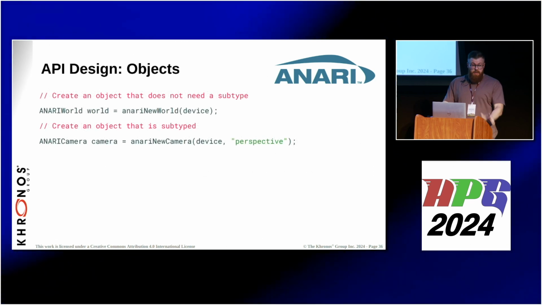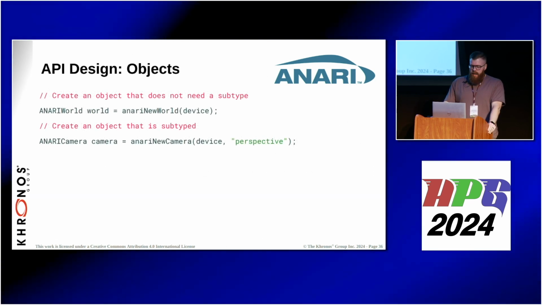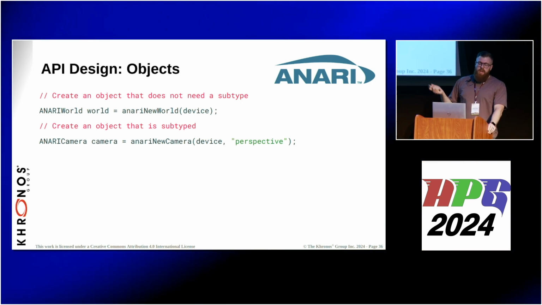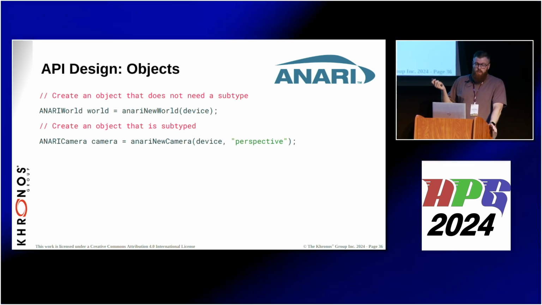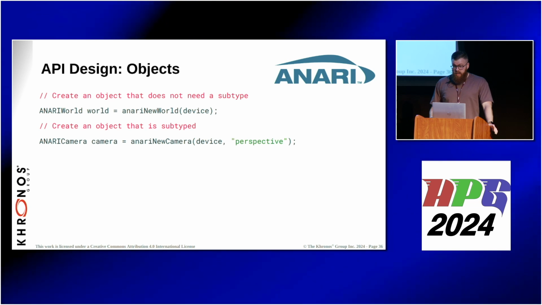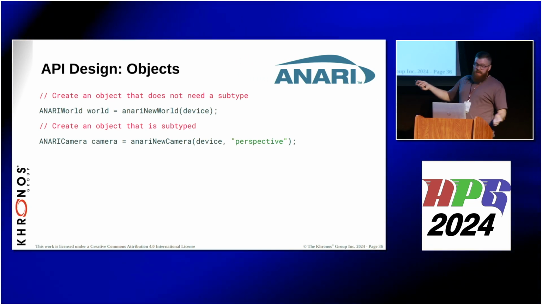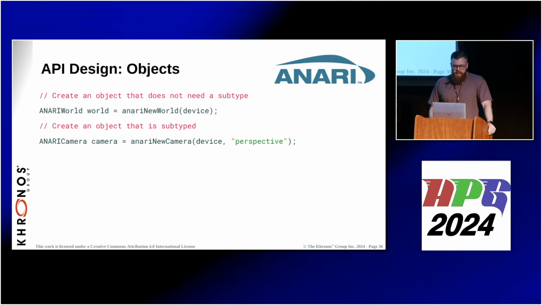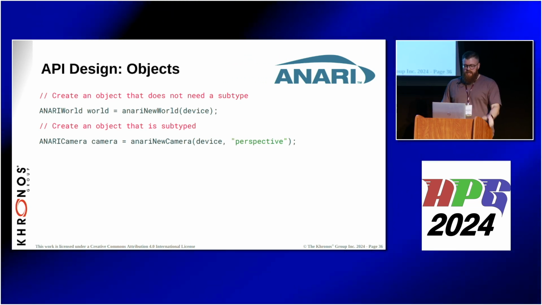So just to get a flavor for how it looks to interact with objects, when you create some objects, they don't need a subtype. So like a world is just a world. Some objects do need a subtype, which makes sense. Like you can have a diversity of different cameras. A perspective camera is a very obvious one, but it's pretty straightforward to basically reason about those.